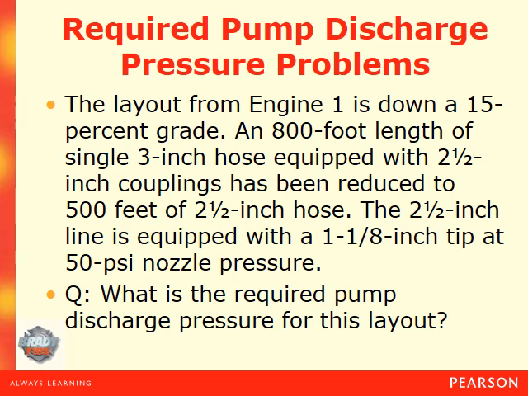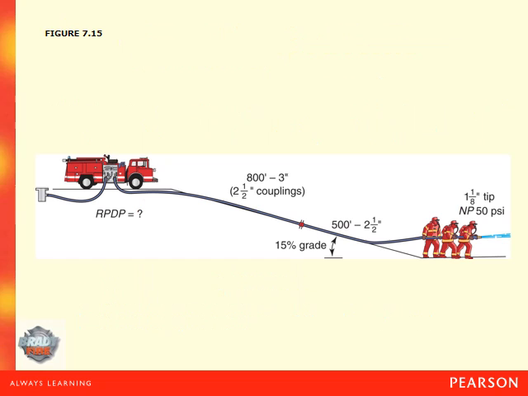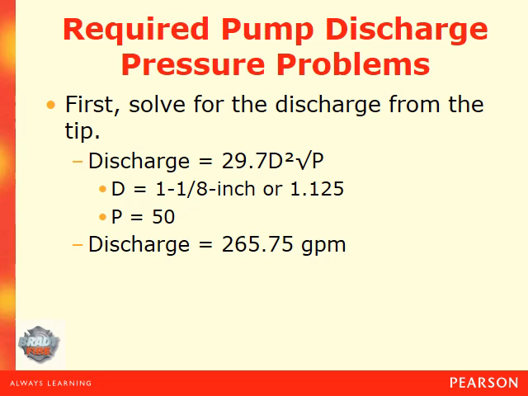Now we've got a couple of things to think about on this problem. Obviously, we know we're going to have to figure the gallons per minute. The other thing we've got to look at is our 15% grade loss, and we've also got to look at this reducer that comes into play and see about our friction loss in it, if we have enough gallons per minute to make it an issue. So first, our gallons per minute, which comes out to be 265.75 gallons per minute.